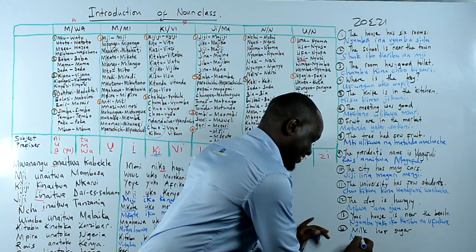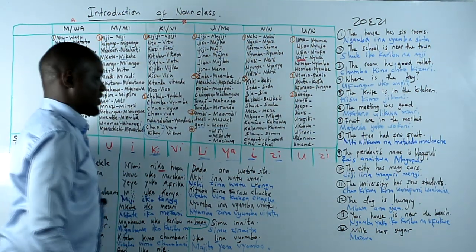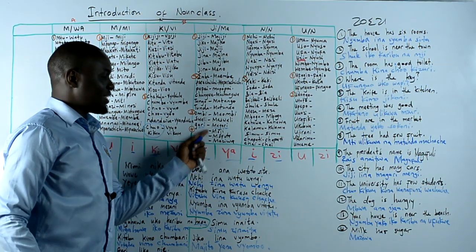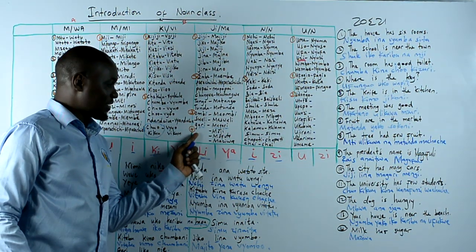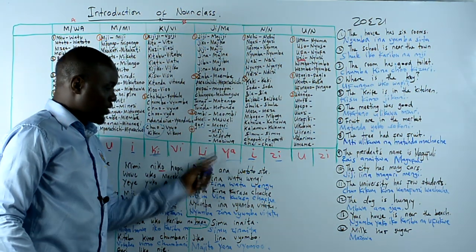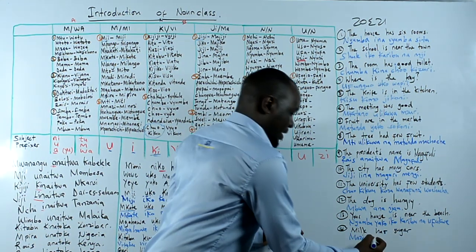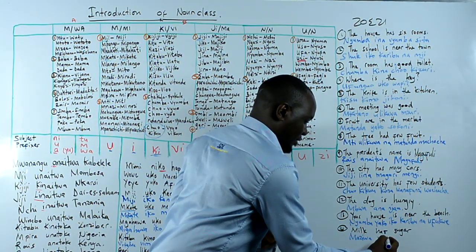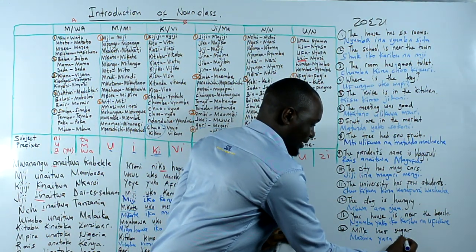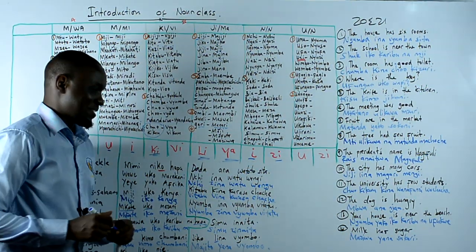Milk has sugar. Maziwa. Which class is maziwa? Maziwa stays only in plural. No singular for maziwa. Maji, mafuta, and maziwa stay in plural always. No singular. So maziwa yana sukari. Maziwa yana sukari. You see that?